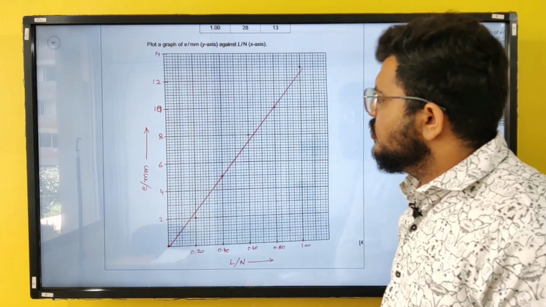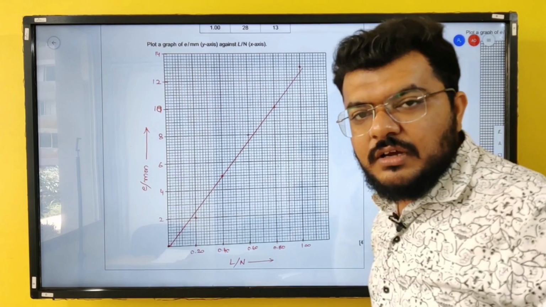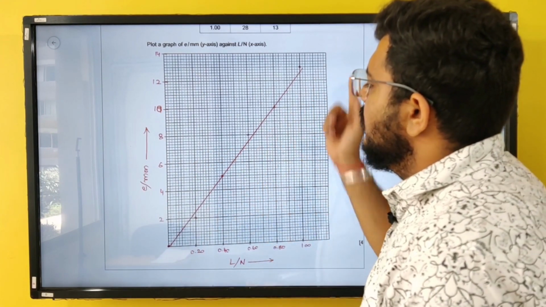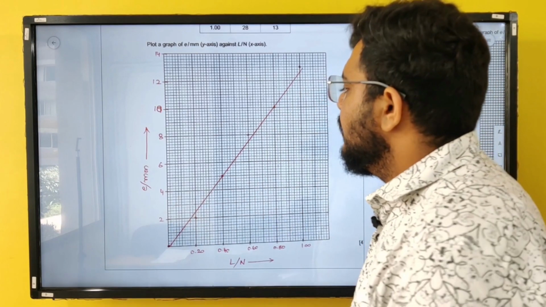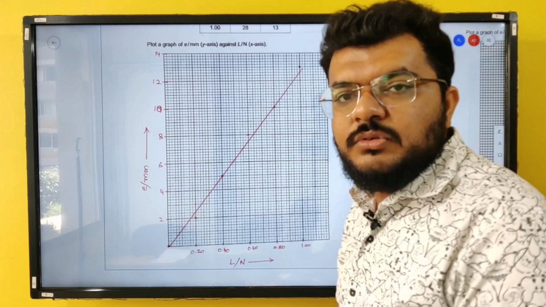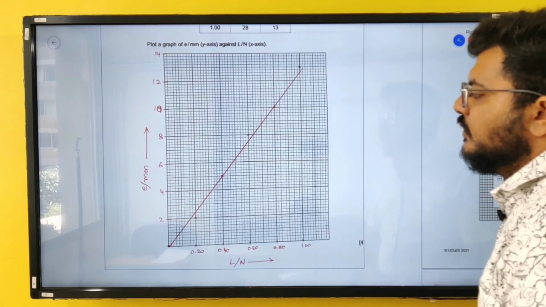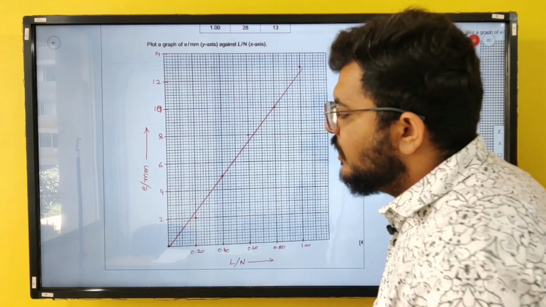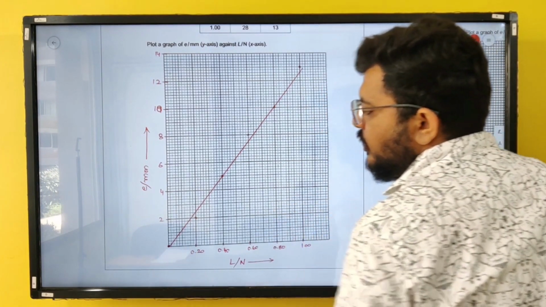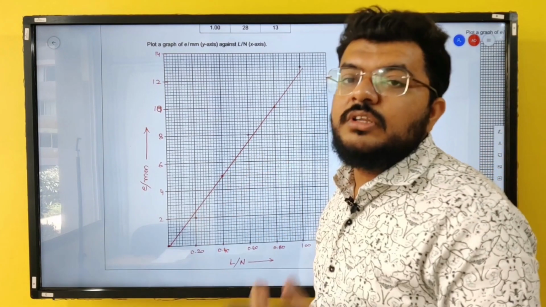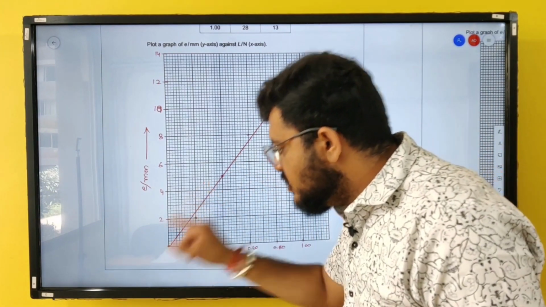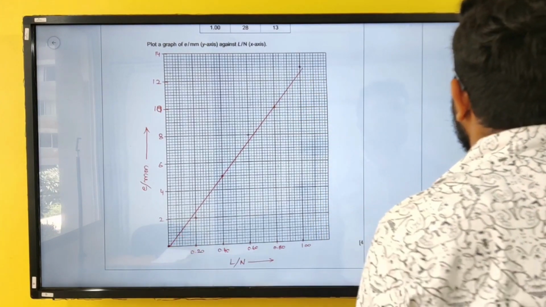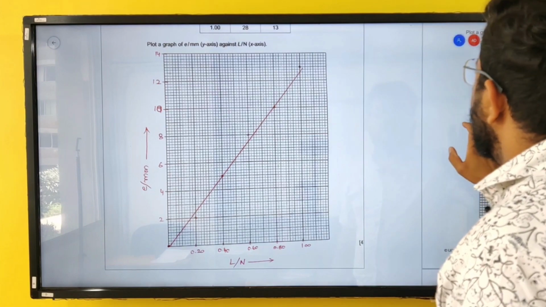Taking a scale in such a way that at least half of the graph is covered should score you the second mark. Drawing the points accurately should get you the third mark, and the best fit line should get you the fourth mark of this graph. I have drawn the line already. Your best fit line may differ a little, but remember, this is the starting point. They have said that at 0 load, the extension of the spring is 0. So in this graph particularly, it should touch 0,0, and that is why the graph must start with 0.